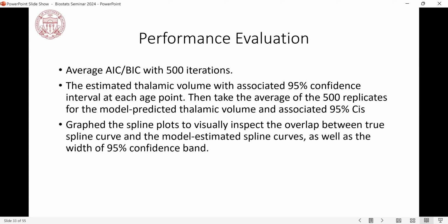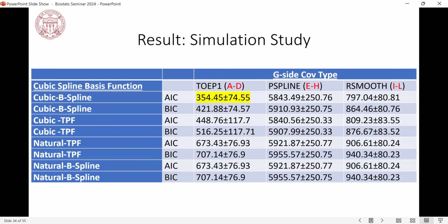We have 12 different models. Here we compare AIC and BIC, which is the classical, traditional way to look at model fit. Then we look at the predicted or estimated Thorne's volume with its 95% confidence interval. We have 500 replicates, and we take the average for the estimate and for the confidence interval. And we have to graph it for the spline. Without graphing it, you really can't adjudicate what works best.